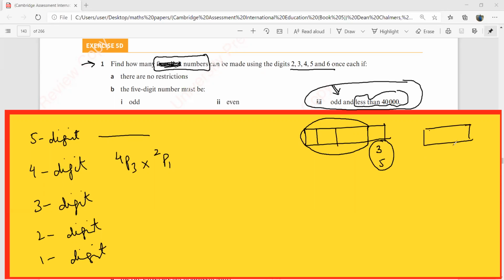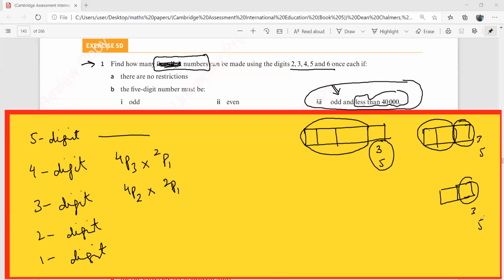Now when it says 3-digit number, it again has to be odd. So 3 or 5 can come here. So this is going to be 2p1 times. How many slots do we need to fill in? 2. And how many digits do we have? 4. So this is going to be 4p2.